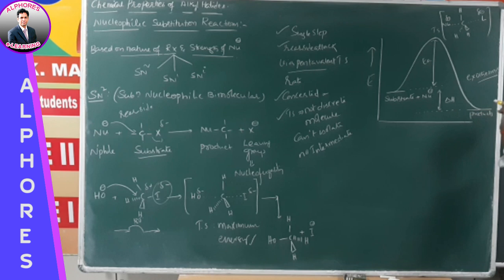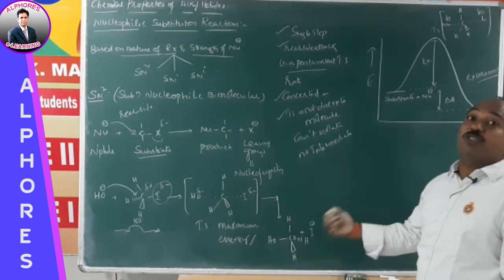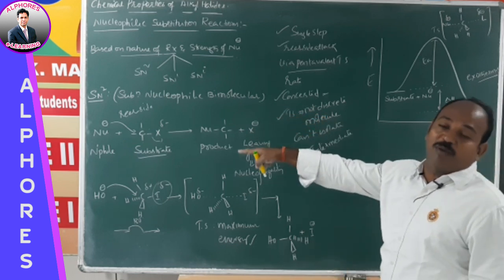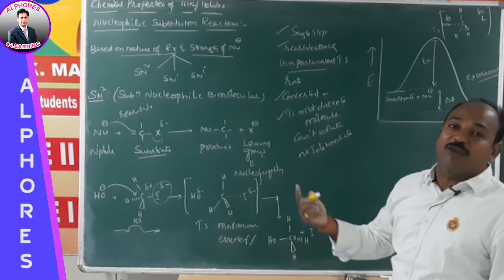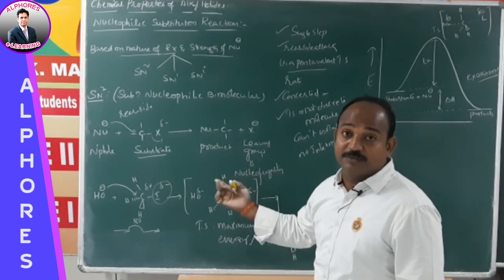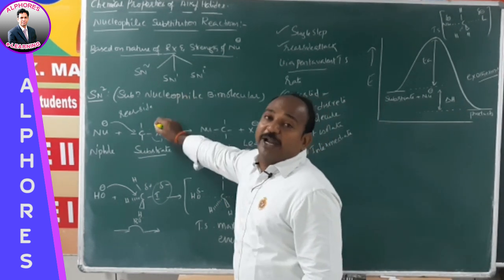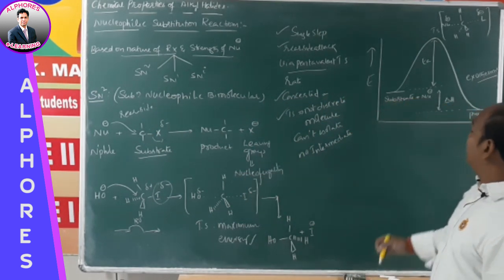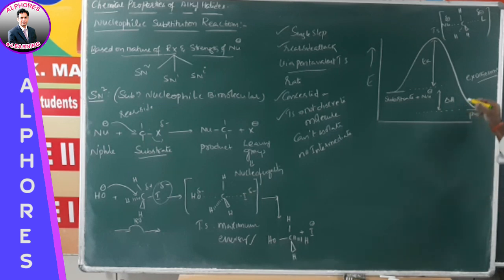Being a strong nucleophile in the product, the formed bond is stronger, which means a greater amount of energy is liberated. Whereas in the reactants, the bond between carbon and halogen is weak. For that, what energy do we have to provide? That is relatively less. So we provide less energy, and we get more energy by the formation of the bond. Hence, we can say this is exothermic. Delta H is negative.